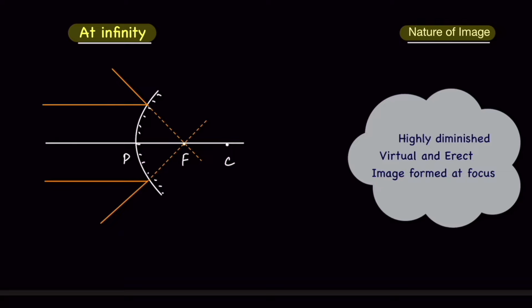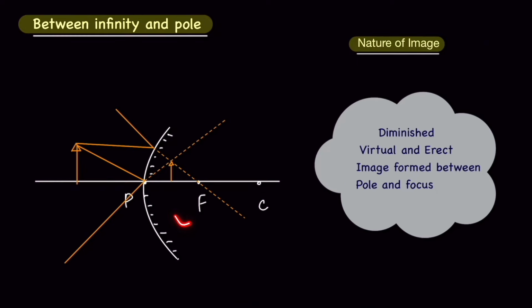Now we'll see when the object is present between infinity and pole. This is the ray diagram. Between infinity and pole, the object can be placed anywhere. So if the object is placed here, two rays we will consider. One is parallel. After reflection, the parallel incident ray will pass through the focus. Second, we can take a ray through the pole. Its reflected ray is moving this way. Both the reflected rays are meeting at this point, and this lies between P and F and it is diminished.